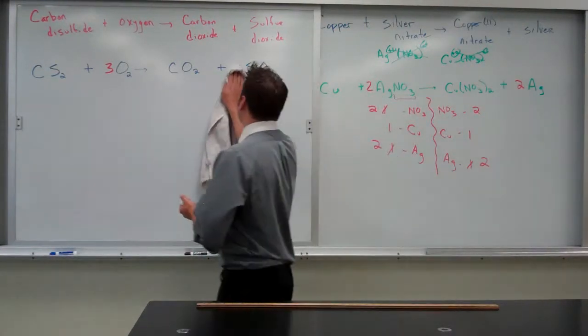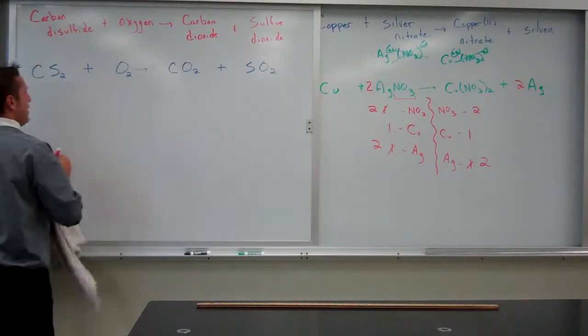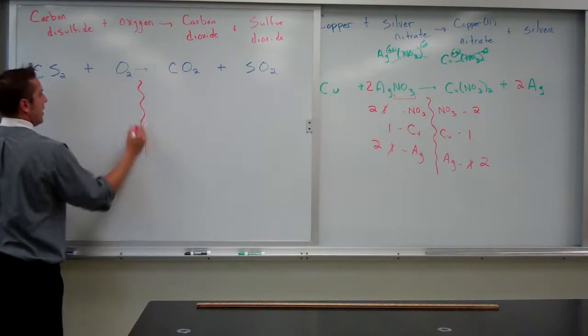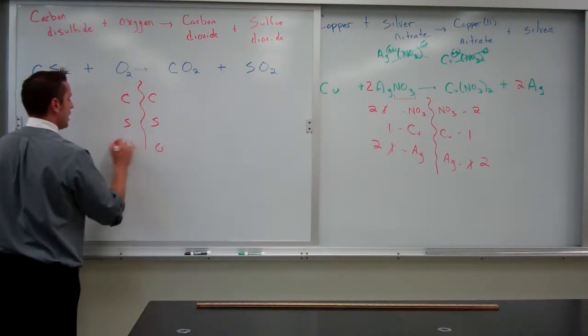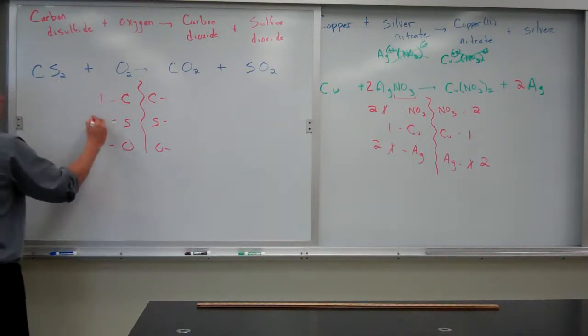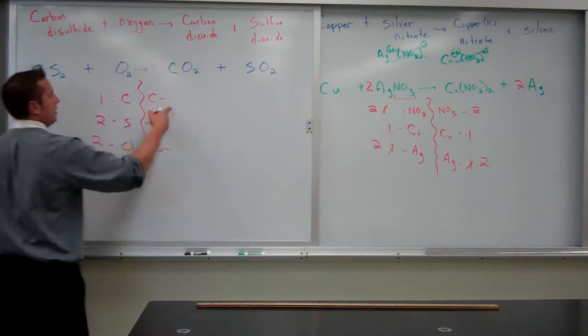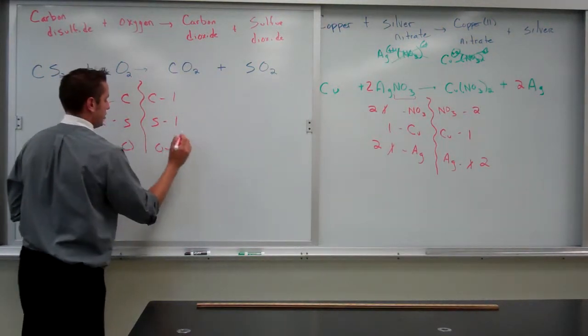Right? If you're having trouble doing that, continue to just break it down. Break this down. We have carbon, sulfur, oxygen. List how many of each. 1 carbon, 2 sulfur, 2 oxygen, 1 carbon, 1 sulfur, 2, 4 oxygen.